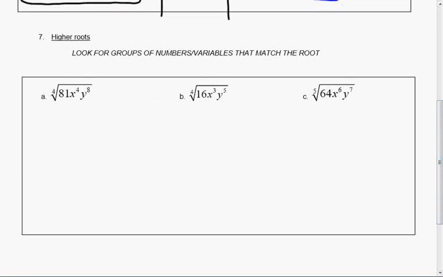And now for the finale of the lesson. Here we're talking about higher roots. Here we have a 4th root, here we have a 4th root for B, and here we have a 5th root for C. So what we're going to do is look for groups of numbers or variables that match the root.